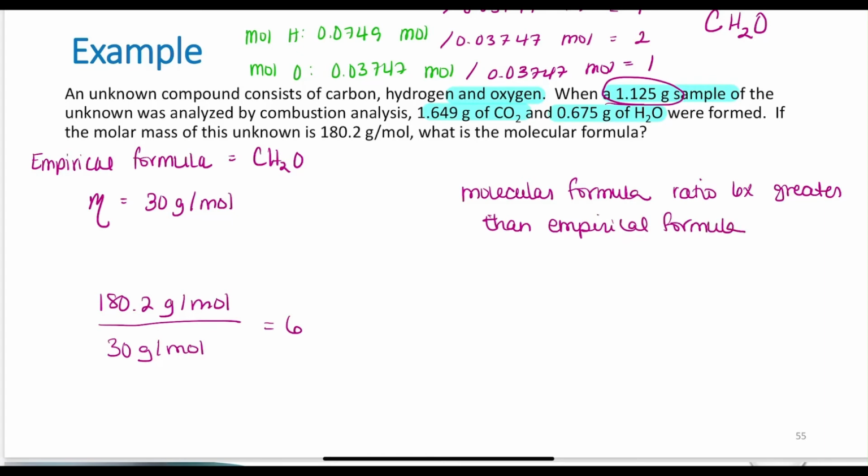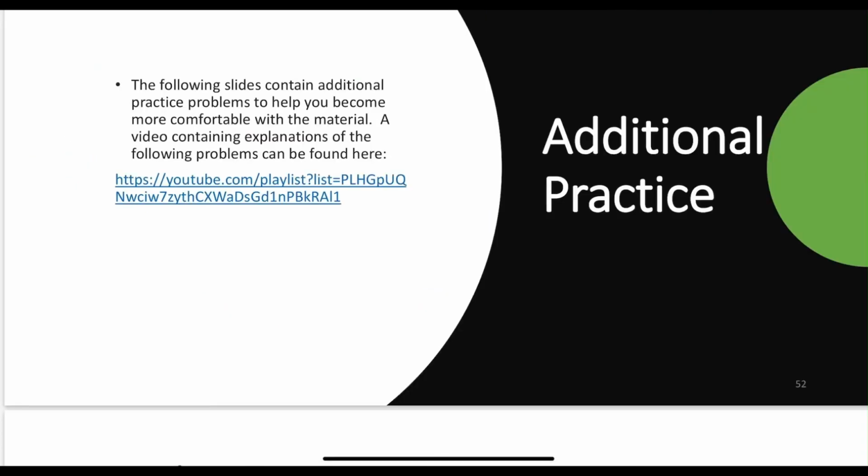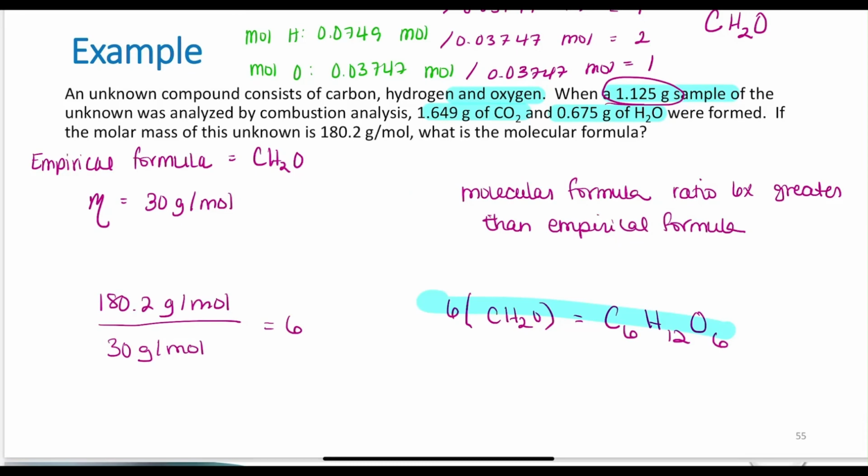So I still have 1 carbon to 2 hydrogens to 1 oxygen for the compound overall, but I need to multiply through that by 6, which gives me C6H12O6. I apologize. And that is your molecular formula.